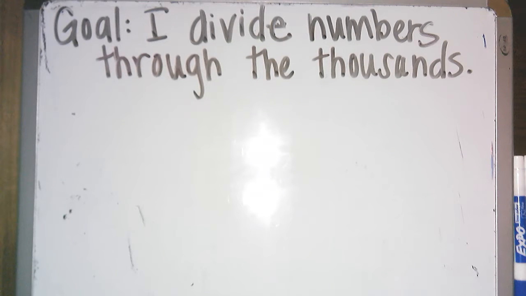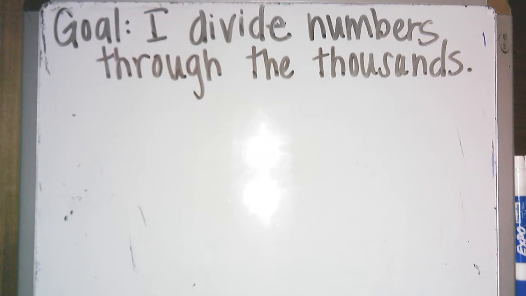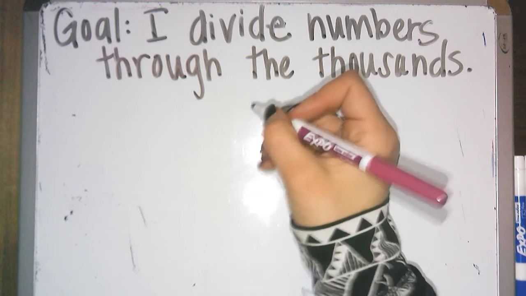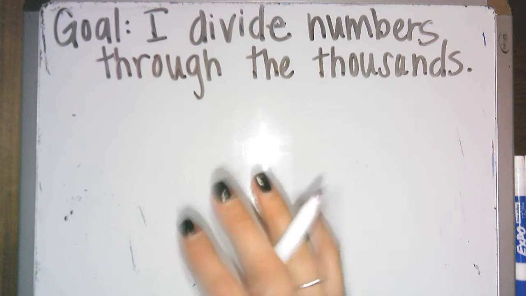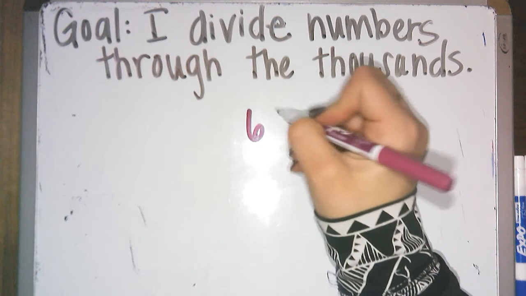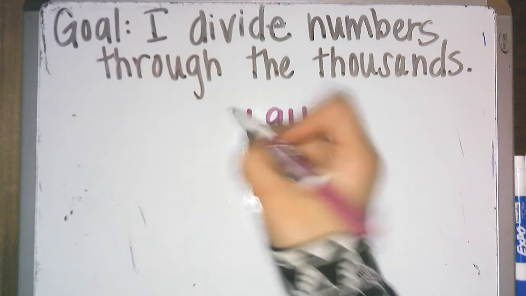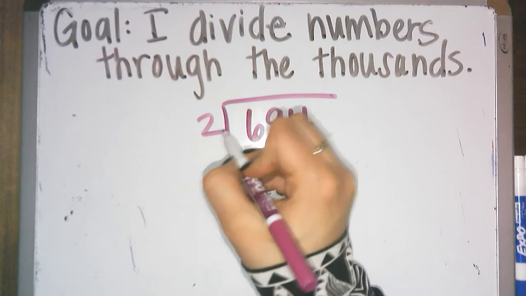Today for division, your goal is still to divide numbers through the thousands, but today we are not using our multiplication chart. We are graduating from our multiplication chart and we are going to use a new strategy. So to start, we will begin with a division problem in the hundreds. We're going to do 694 divided by 2.